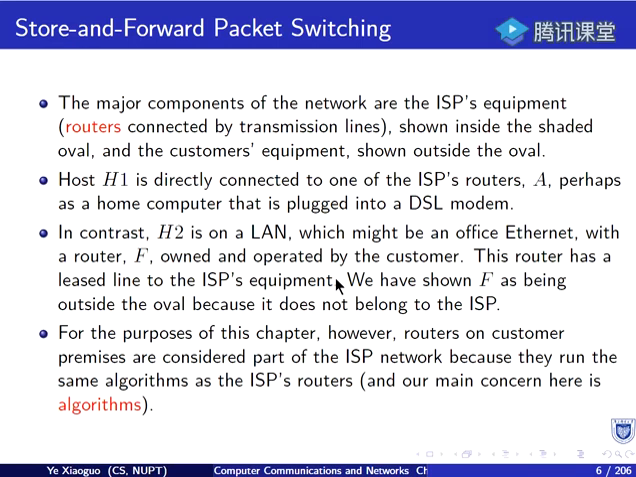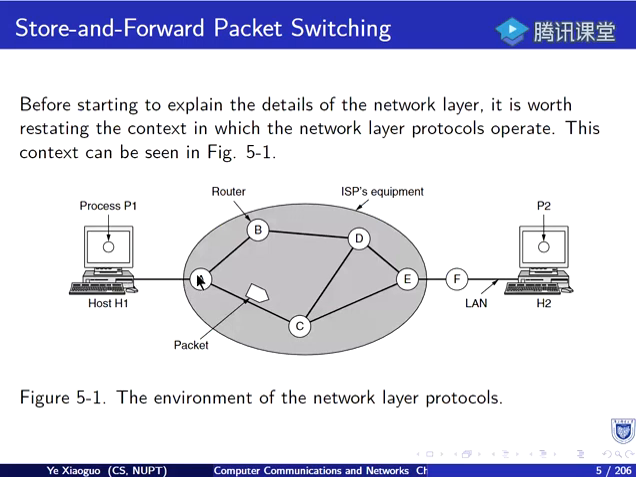The major components of the network are the ISP's equipment, routers connected by transmission lines. Transmission lines, usually we call them transmission links. They are shown inside the shaded ovals, and the customer's equipment is shown outside the ovals. So host H1 is directly connected to one of the ISP's routers, directly connected to router A.